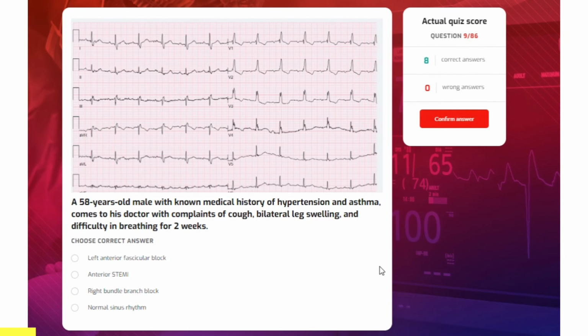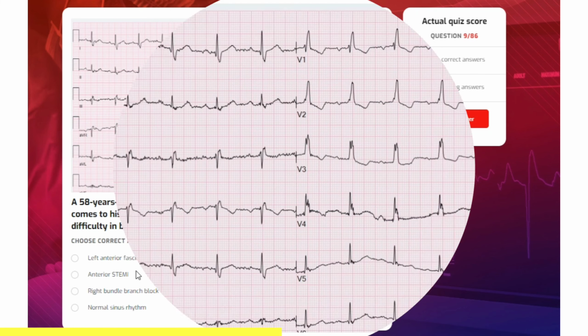Now we have the 9th case here. A 58 years old male with known medical history of hypertension and asthma comes to his doctor with complaints of cough, bilateral leg swelling and difficulty in breathing for 2 weeks. We have given 4 options: left anterior fascicular block, anterior STEMI, right bundle branch block, and the last option normal sinus rhythm.